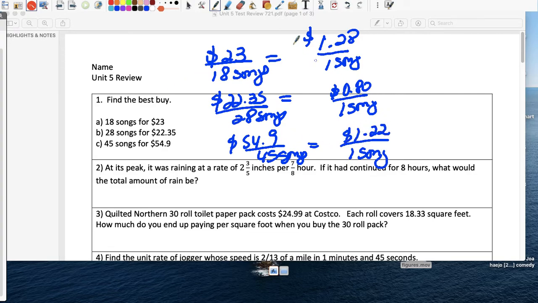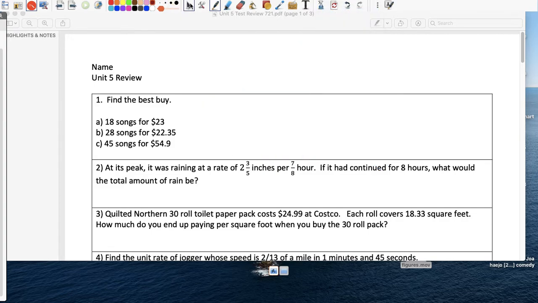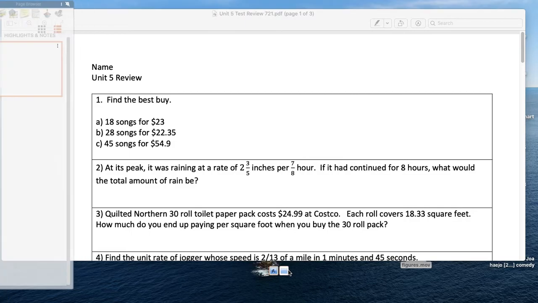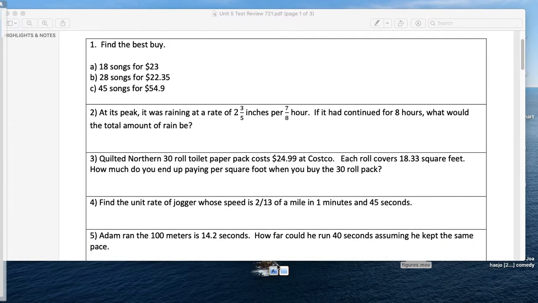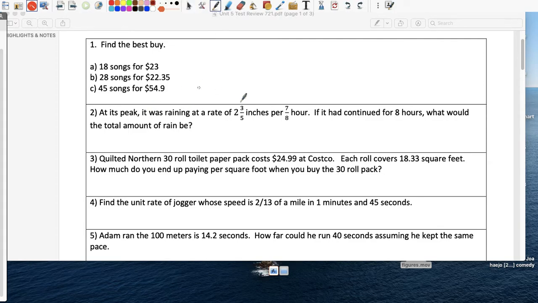So the best value, or the best deal in this case, is here, right? So this gives you the better price per song. Okay, so you definitely will see some of these, again, unit rates, complex fractions. I mean, no big deal. So we're going to write that as a fraction always. So 2 3/5 inches of rain per 7/8 of an hour.